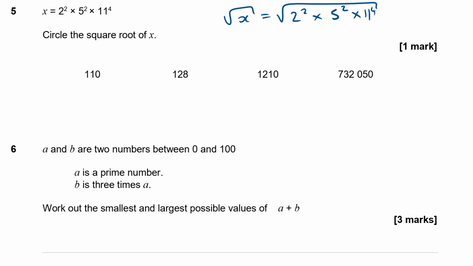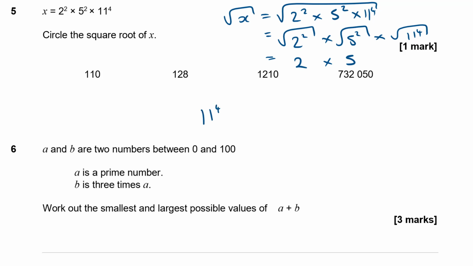And if you remember your laws for surds, if you've got the square root of something like that, you can break it up into separate square roots. So the root of 2 squared times 5 squared times 11 to the power 4 is the same thing as the square root of 2 squared times the square root of 5 squared times the square root of 11 to the power 4. So what is the square root of 2 squared? The square root of 2 squared is just 2, isn't it? And the square root of 5 squared is just 5.